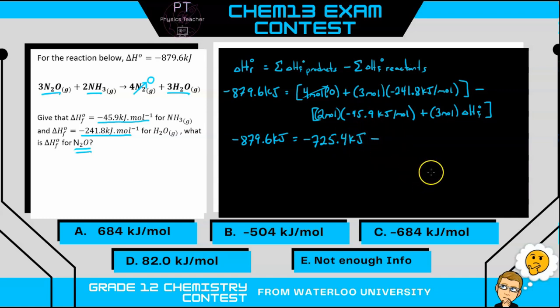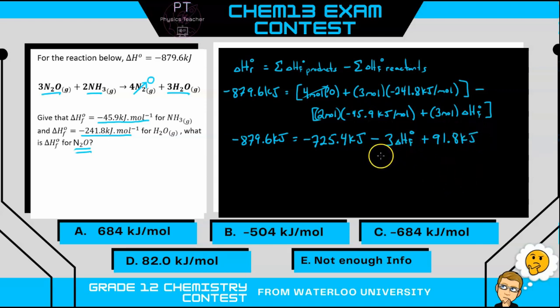And then we're going to minus, now this minus is going to distribute into both these terms in the bracket. So minus 3 moles times the enthalpy of formation. And there's a minus here in this term as well, so that double negative gives us a positive, and 2 times 45.9 is 91.8 kilojoules.